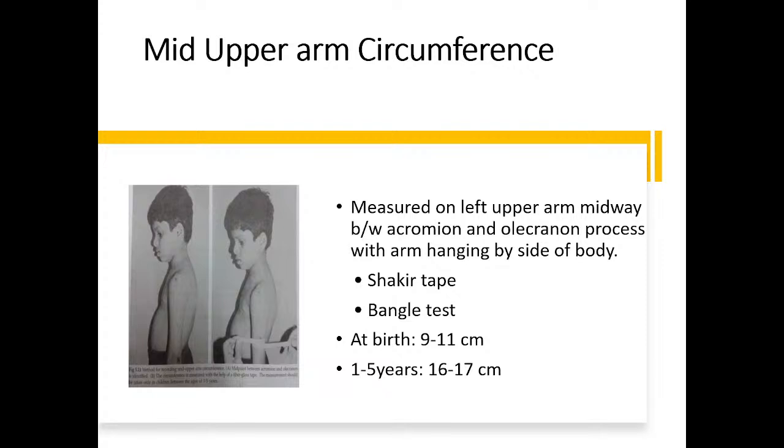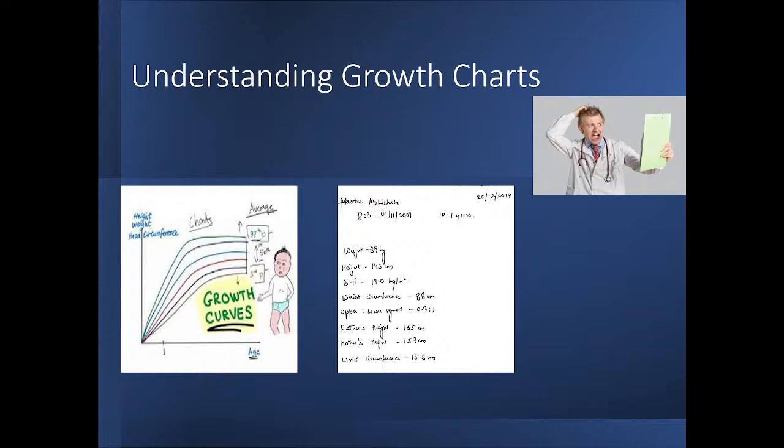Shakir's tape and the Bengal test are the older tests. But if an examiner is of a very old age, then probably he will ask what is the Bengal test. There is a 4 centimeter internal diameter. If you ask the child to take it and the Bengal goes in easily, that means the child has severe acute malnutrition. Previously people used to do it.